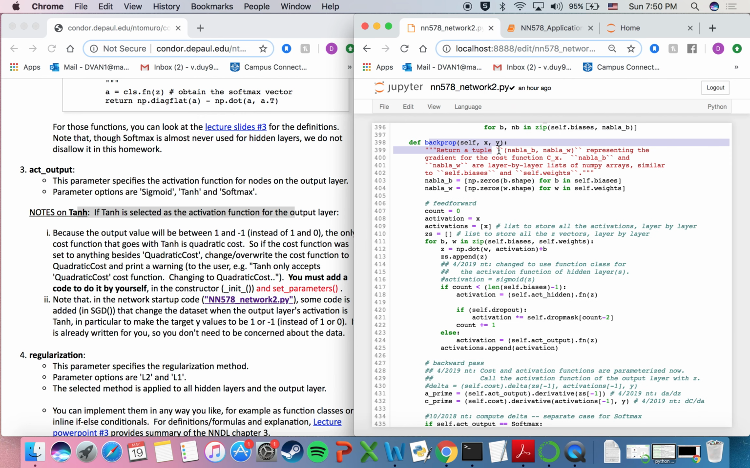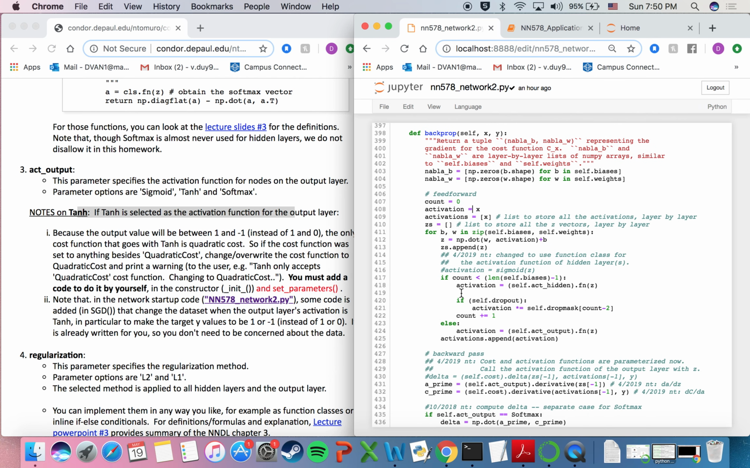Backprop is also affected by the dropout, and not only that but also the activation hidden and activation output. Similar to the feed forward, I have col equals 0. If col is less than the length of bias minus 1, then the activation equals the act hidden function, and if it's dropout, it has to be multiplied with the dropout mask. And then at the end, the activation of the output uses the activation output.